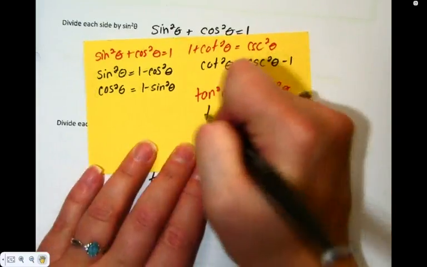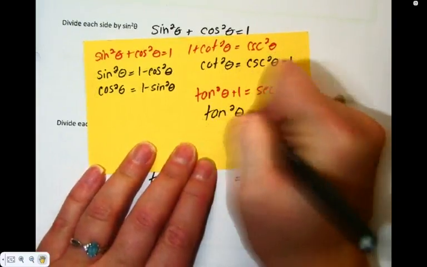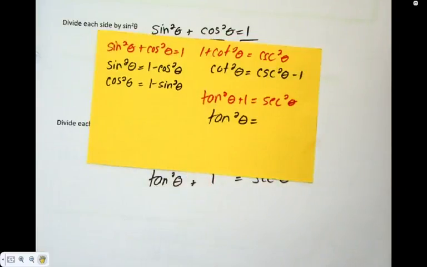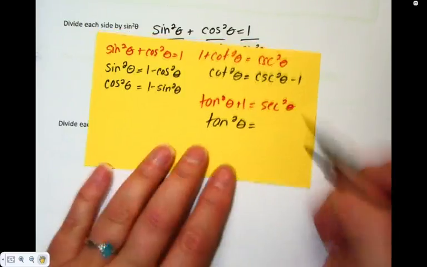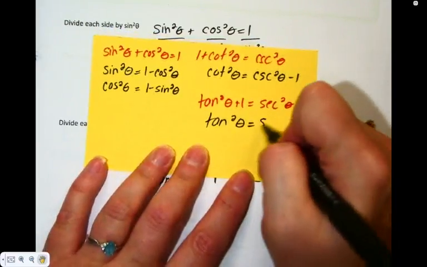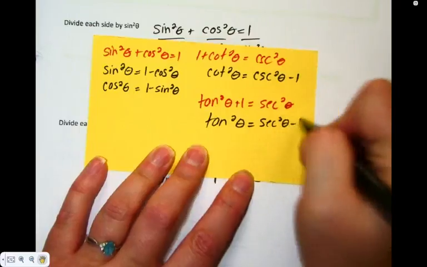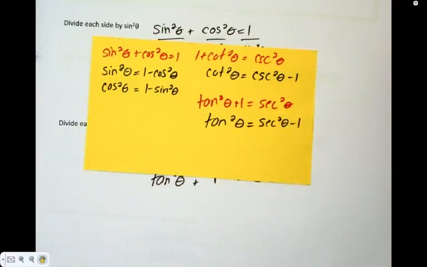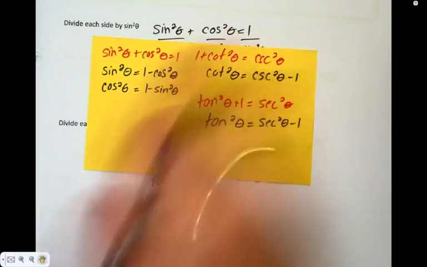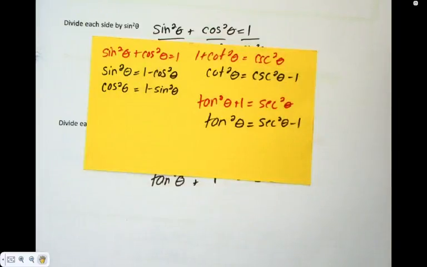And let's just say I might want this tan squared by itself. How would I get rid of that plus 1? Subtract, so the other side would end up equaling secant squared minus 1. Again, these are all the same formula. I just made it look different by doing some cool math.